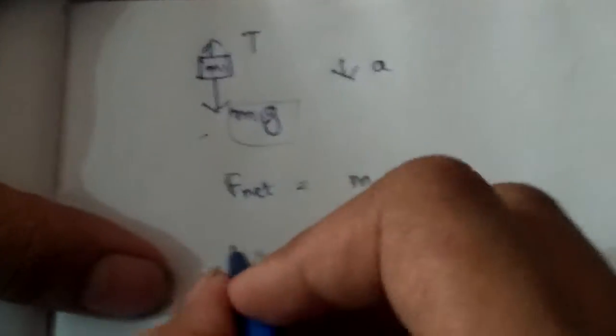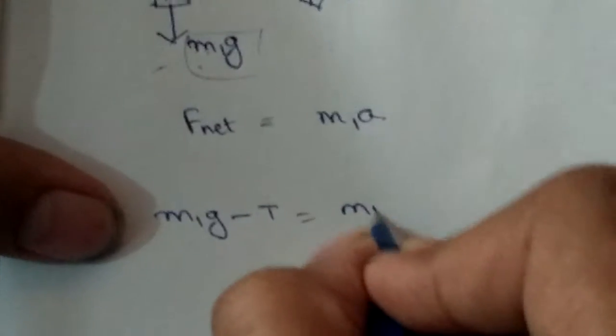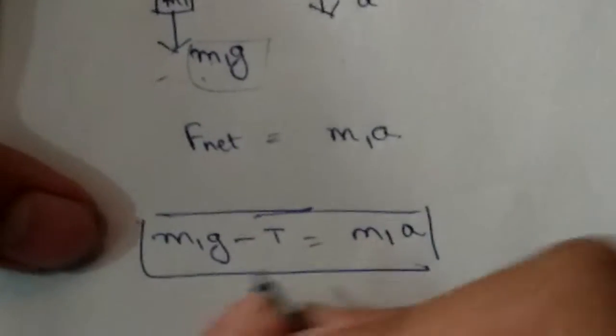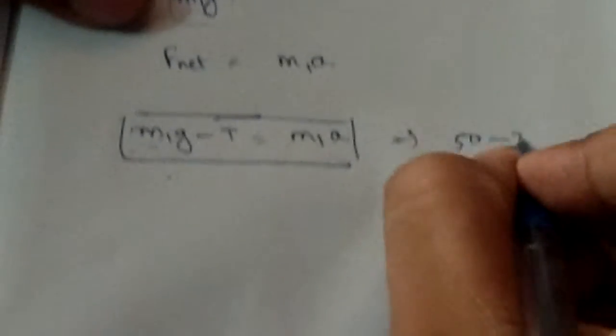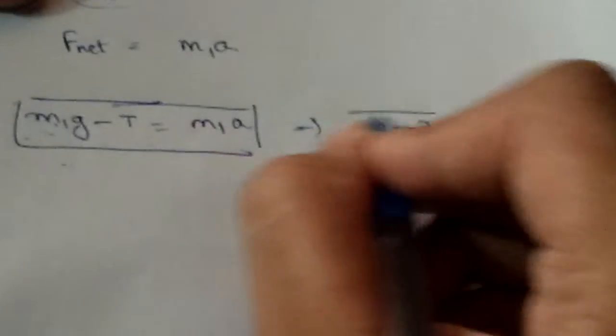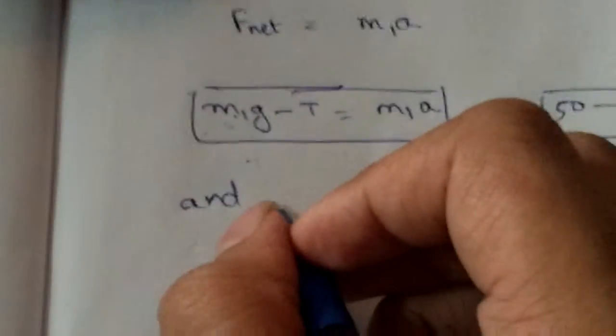So now here m1g minus T is equal to m1a. This is one equation, which implies, m1 is 5 kg, so 5 into 10 is 50, minus T is equal to 5a. This is the equation, and similarly we'll also write the equation for mass m2.